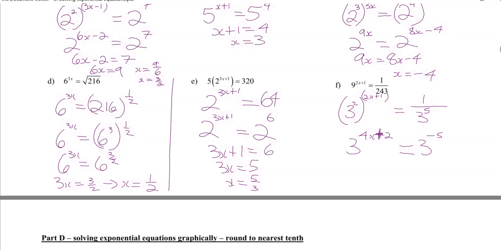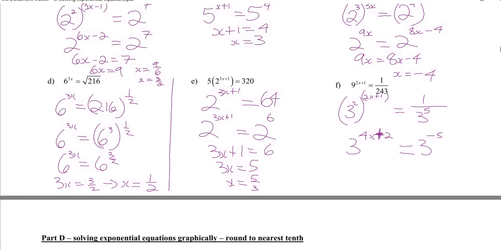So watch out, 243 is a power of 3. It is 3 to the 5th, right? But what you've got to look out for is it's not 3 to the 5th. It's 1 over 243, 1 over 3 to the 5th, and that would be 3 to the negative 5.